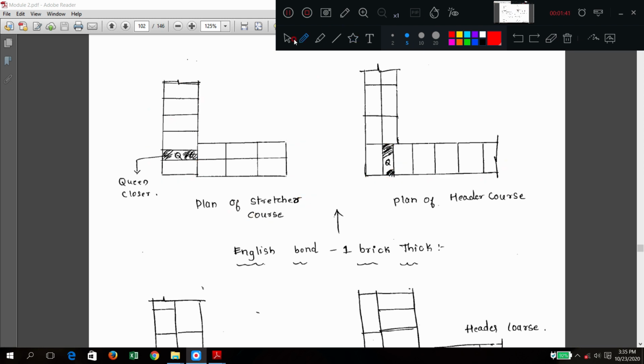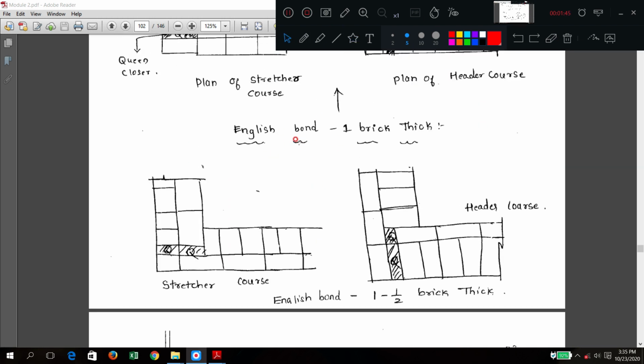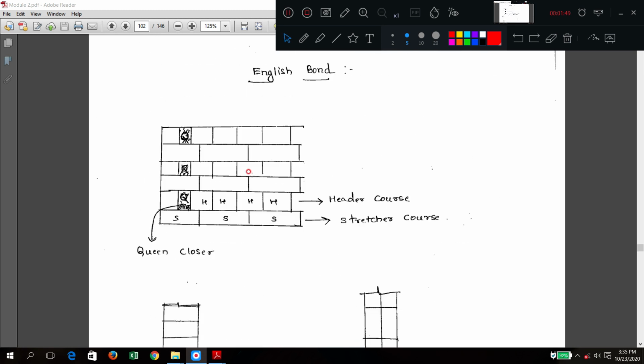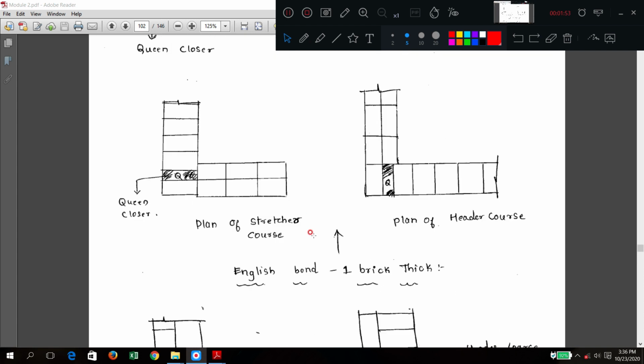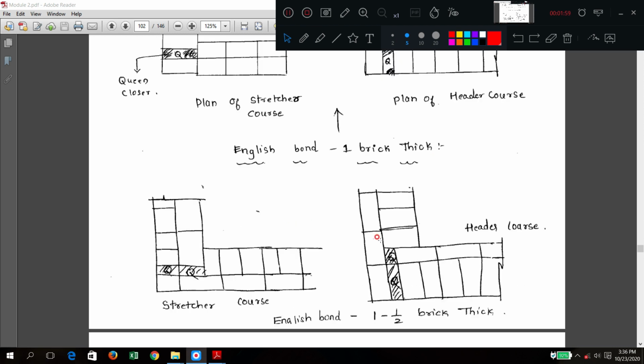Now coming to this portion, one and a half brick thick. This is very important from the exam point of view. They are going to ask: draw the elevation and plans showing the different courses for one brick thick and one and a half brick thick. It is a fixed 10 marks question, and explain its important features. Like this they are going to ask.